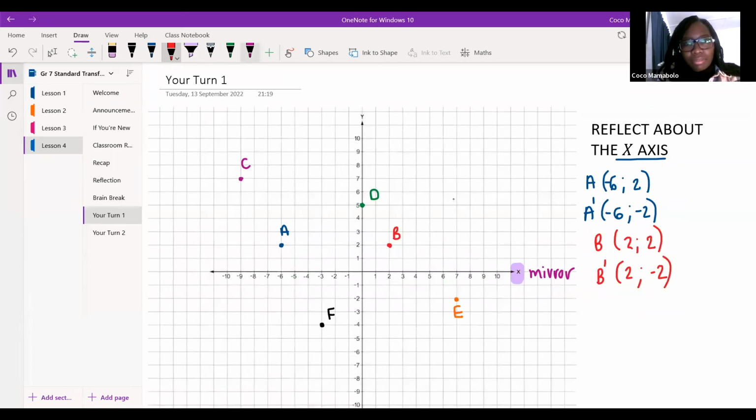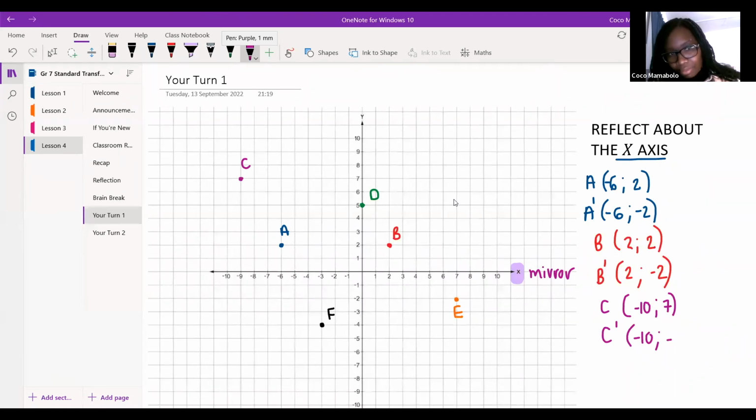For C, let's go. C is -10 and 7. So what's going to happen with C prime? C prime is going to be, my X will stay the same, -10, and my Y will change its sign, -7. Close brackets. Yes, Mutebang.